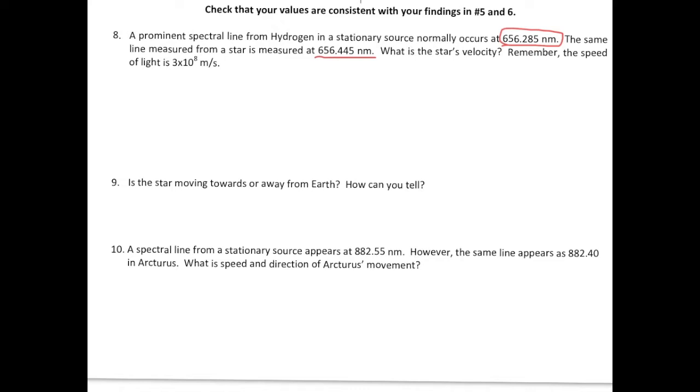So to do that, we're going to need the velocity equation, and the velocity equation is v equals Doppler shift, or the change in wavelength, divided by the wavelength observed from the star times the speed of light. So to answer this question, we first need to be able to calculate the Doppler shift.